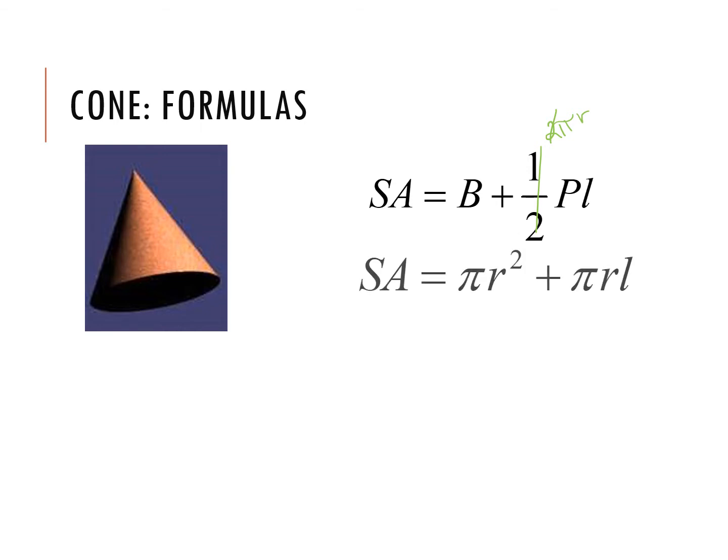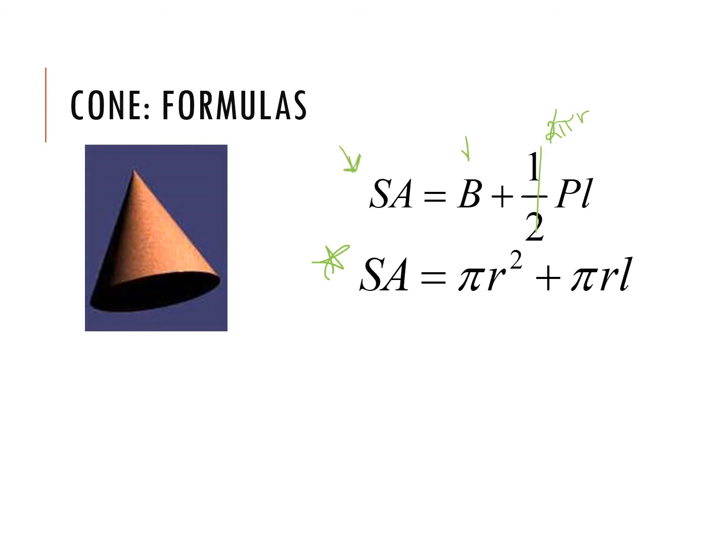So what it's going to look like for our surface area is pi r squared plus pi r l, because again, the 2 pi and the 2 in the 1/2 are going to cancel each other out. So the surface area formula that I would write for cones is pi r squared plus pi r l. Again, you can use this one. This is what we get from our pyramids.